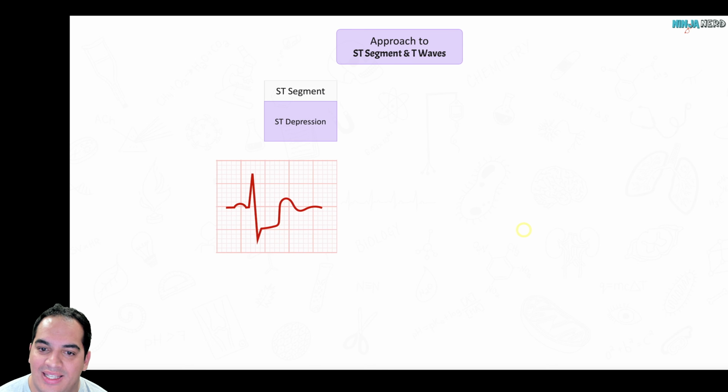When you assess the ST segments, you want to know, does it look like it's depressed? So in other words, when I look at the J point, where does it look in comparison to this kind of isoelectric line?